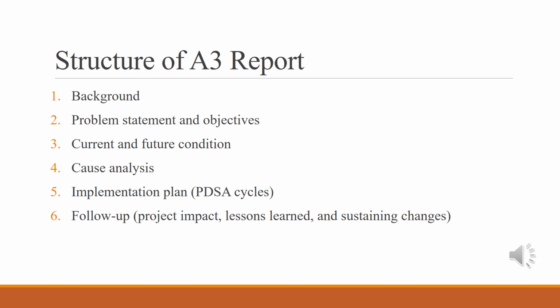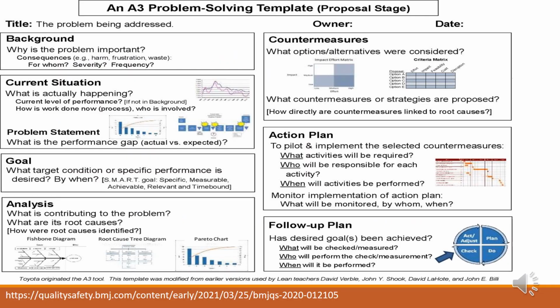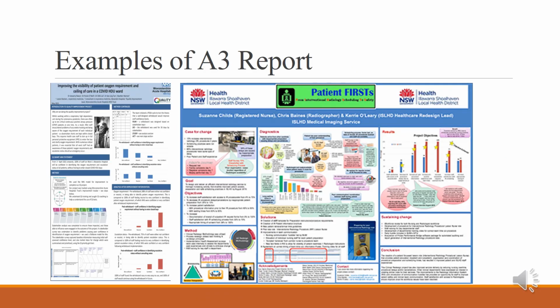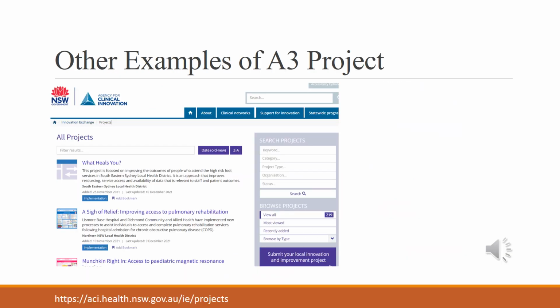Okay, it should have a background, the problem statement and objectives. It should also state the current and future conditions. It should also include a cost analysis, implementation plan using a PDSA cycle, as well as a follow-up, for example, the project impact, what are the lessons learned, and how to sustain this change. So this is an example of how an A3 report will look like. Here is another example. Okay, I have provided a web link at the bottom of the slide. Feel free to click on it and find out more information or examples of an A3 report.